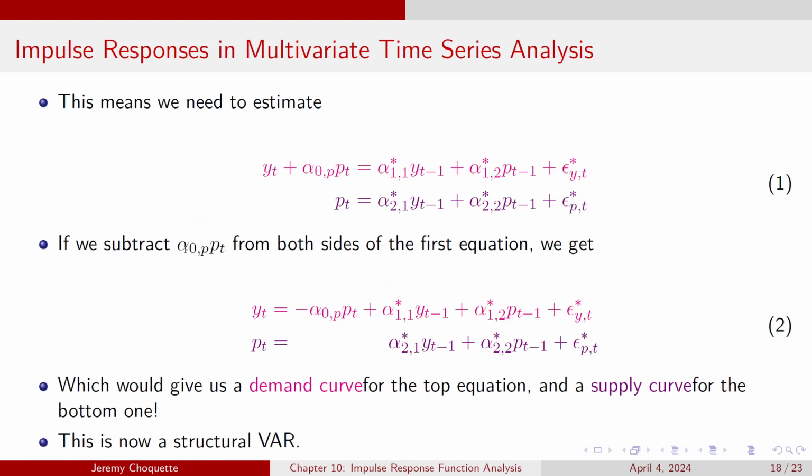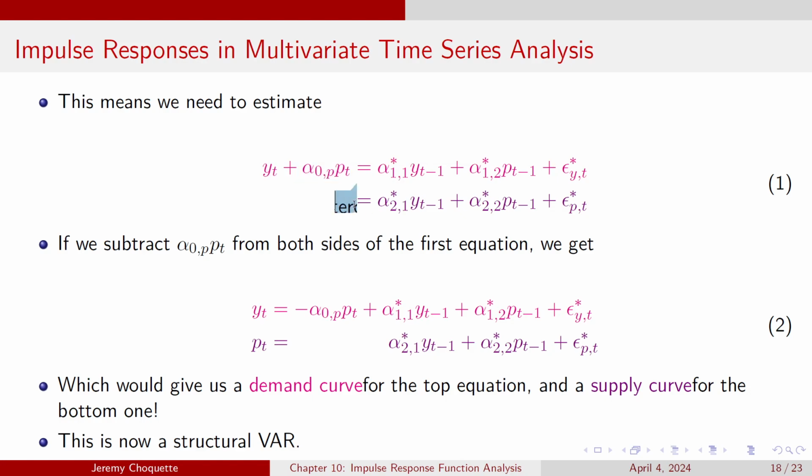So if I subtract this alpha naught P times p_t from both sides, well, I get this over here. But let's look at this part for a second. So what is this telling me? Well, this is telling me output and price are contemporaneously related in equation, well, I guess one, in the pink equation one.